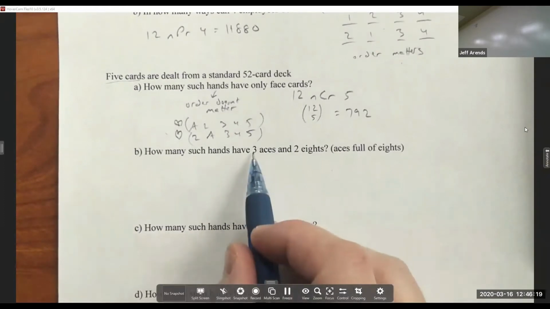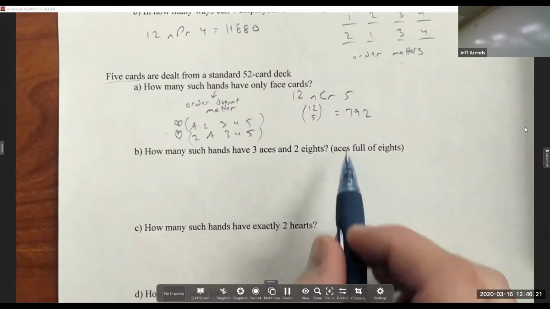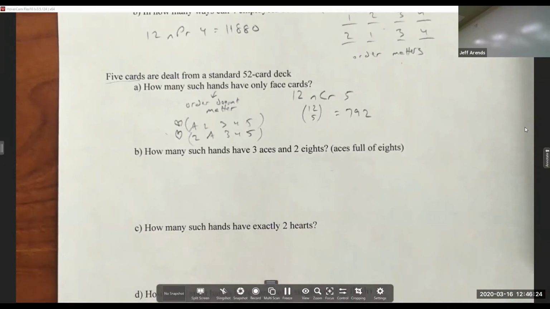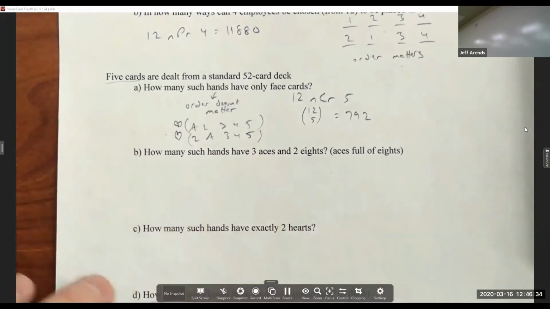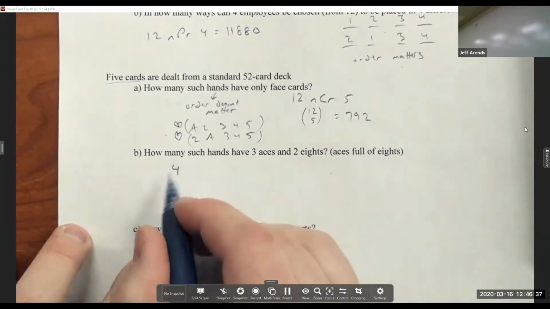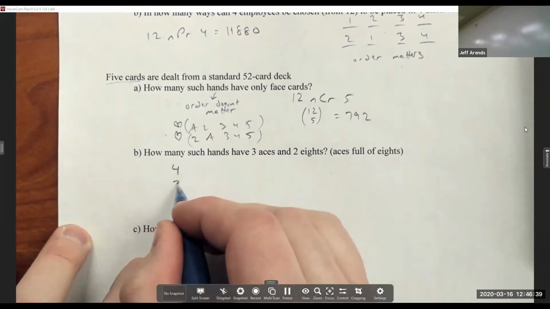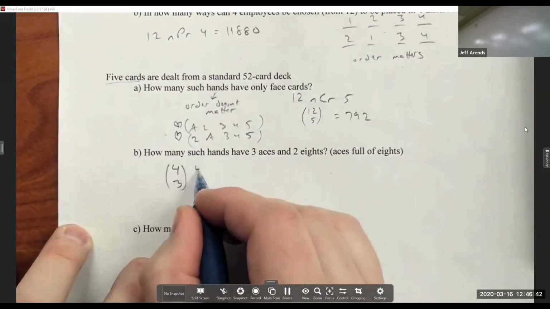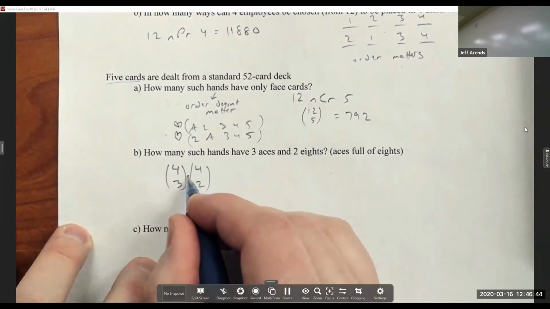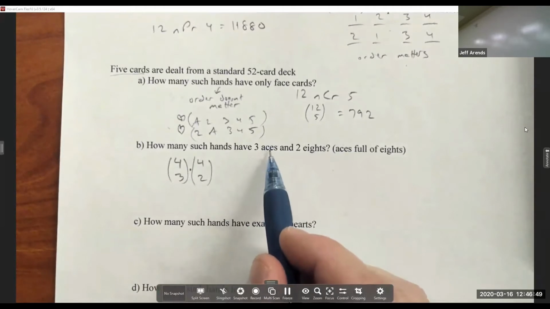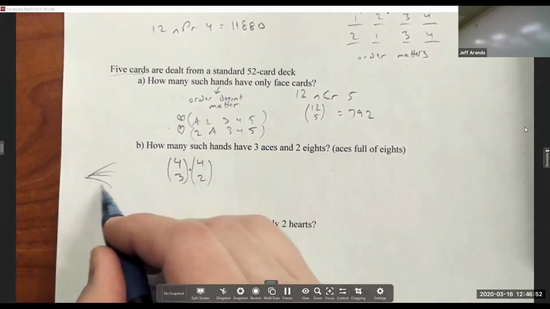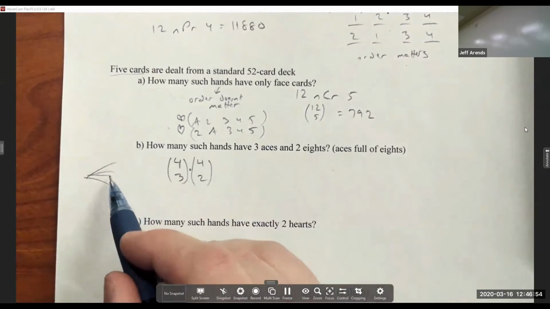How many such hands have 3 aces and 2 8s? If you're talking about a full house here, this would be described as aces full of 8s. We're talking about combinations because we know order doesn't matter. We have 3 aces. There are 4 aces total in the deck, and we're going to be choosing 3 of them. And there are 4 8s in the deck, and we're choosing 2 of them. Then we want to multiply these together, because no matter which of the 3 aces we choose, there are 4 ways we can choose the 3 aces.